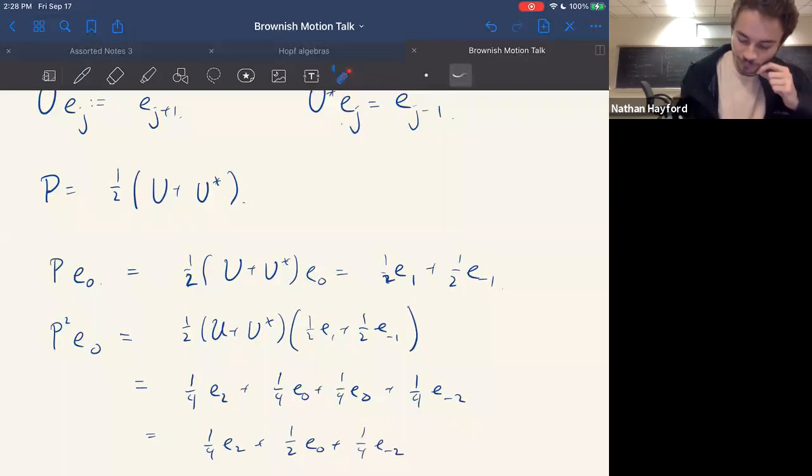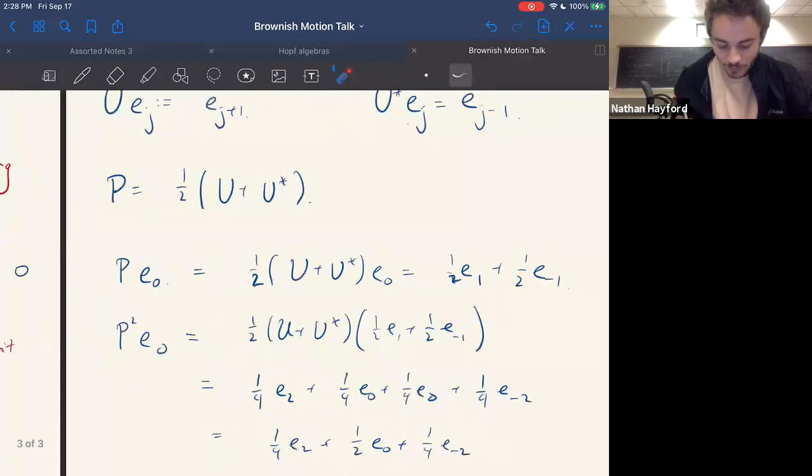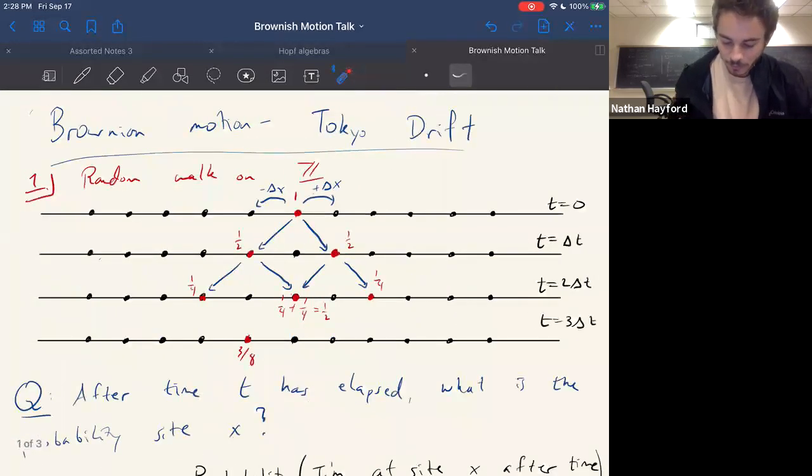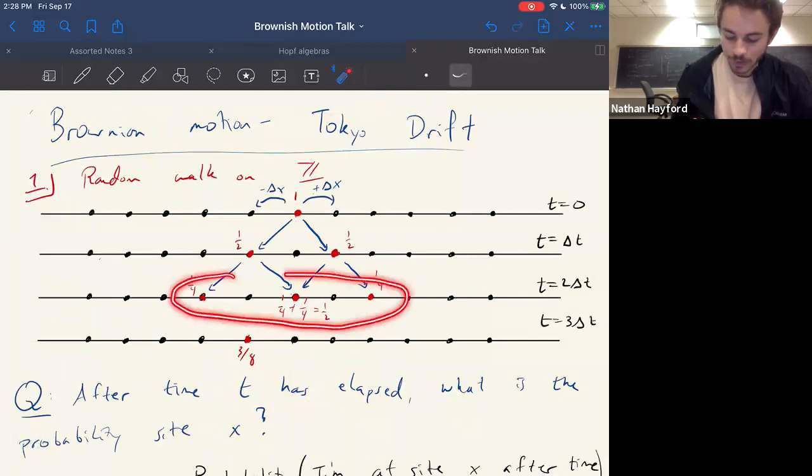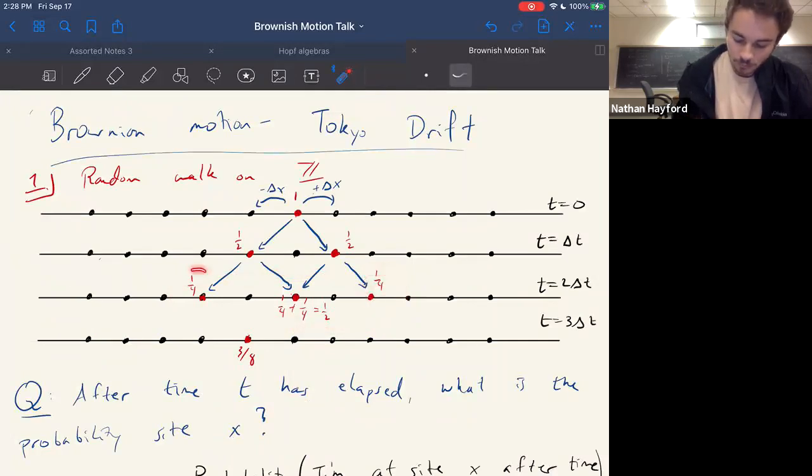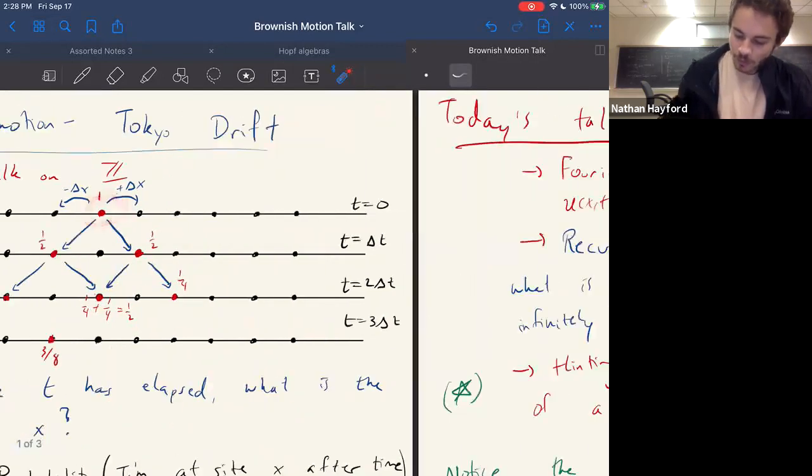Does anyone recognize the coefficients of these basis vectors? If you don't, it's fine, but I'll tell you what they are. If I go back and look at what I was doing before, they're precisely the probabilities at the kth time step. So in this case, the second time step. It's 1/4 that I'm at site 2, 1/4 that I'm at site minus 2, and 1/2 that I'm at site 0.